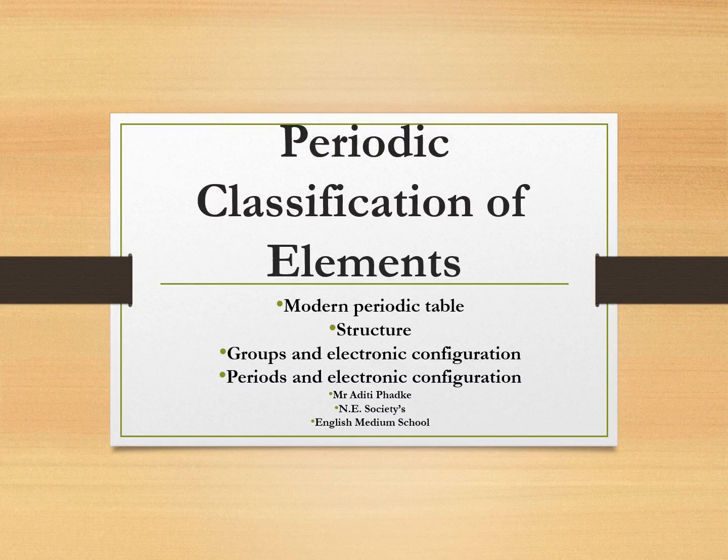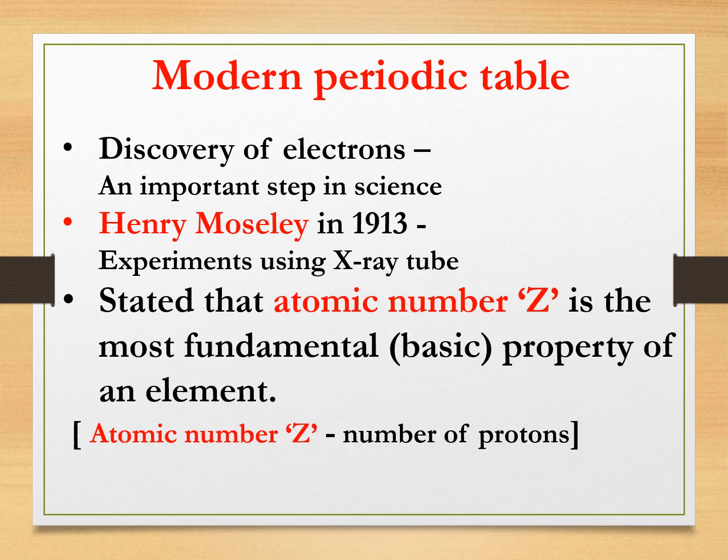Here in this session we are going to learn about the modern periodic table, its structure, and the relation between groups and electronic configuration, and periods and electronic configuration. Students, we have learned the demerits of Mendeleev's periodic table.